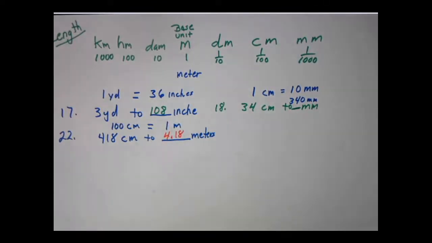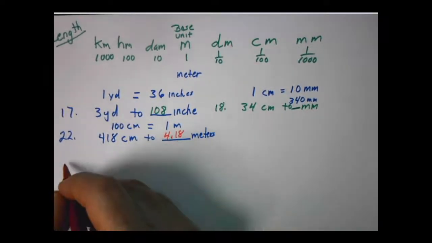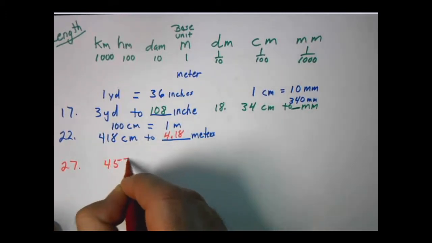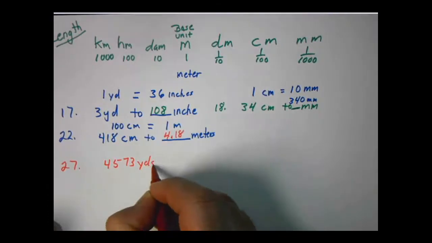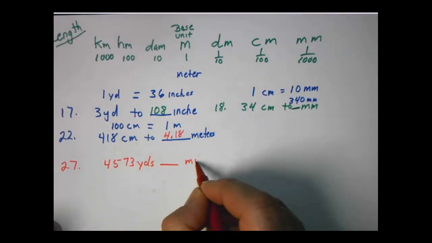So once we set up a ratio, we're in pretty good shape. Well, let's do one where it isn't quite so clean, where the numbers aren't quite as crisp and don't give us whole numbers. So let's look at 27. We have 4,573 yards, and we want to know how many miles that is.